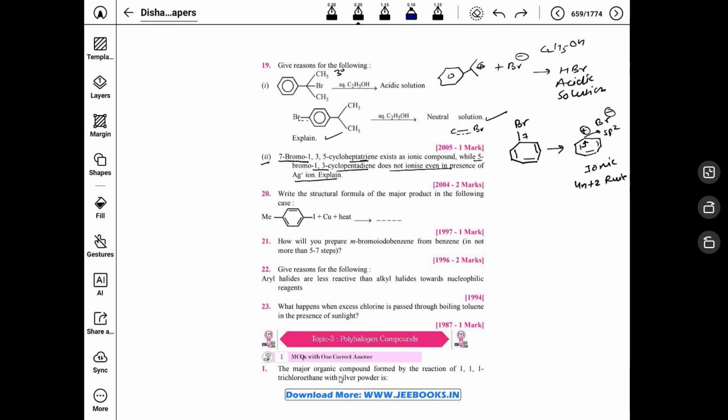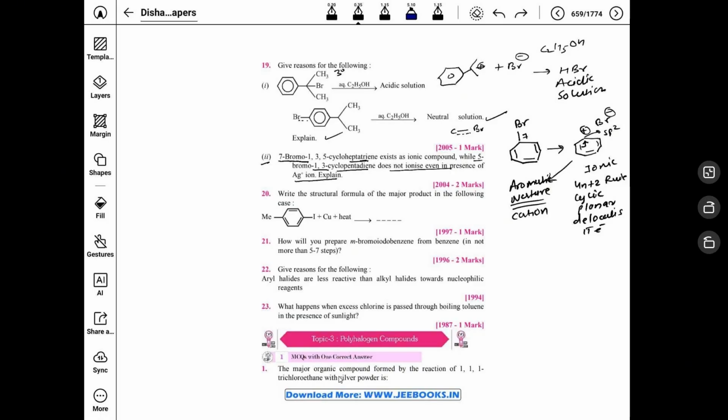It is cyclic, planar and has delocalized pi electrons. Hence it is aromatic in nature. Therefore it is stable. This carbocation is stable, and therefore this can exist in the ionic form.